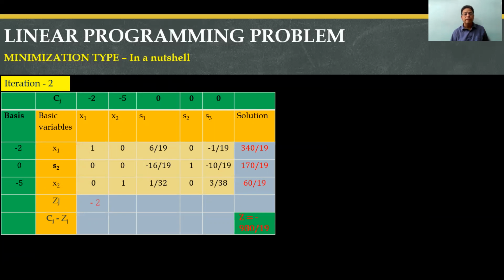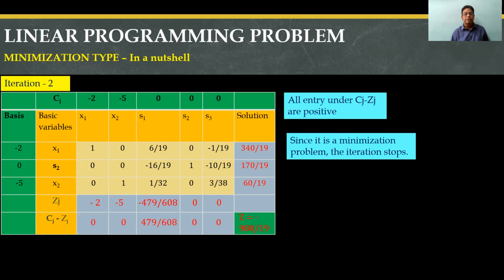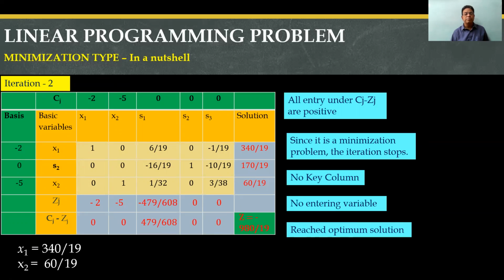Can we improve the value further? You can see these are the Zj values, these are the Cj minus Zj values, and we see that this 479 by 608 cannot enter the solution. So all entries under Cj minus Zj are positive. It is a minimization problem, so iteration stops. There is no key column, there is no entering variable. We have reached the optimum solution. We got X1 is equal to 340 by 19, X2 is equal to 60 by 19, and Z is equal to minus 980 by 19 as the optimum value of Z or answer of this LP problem.